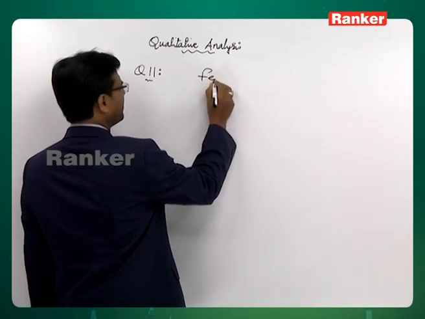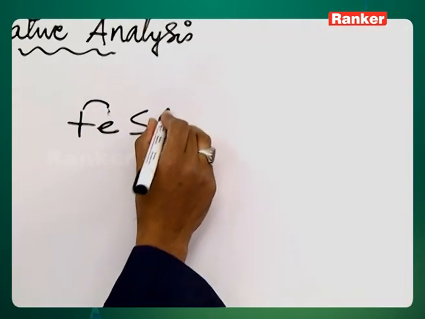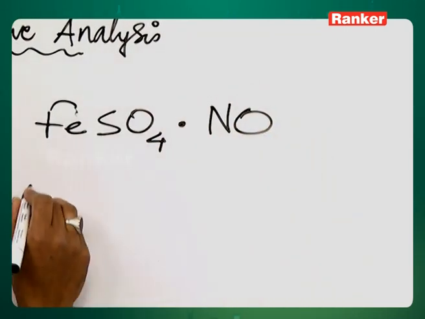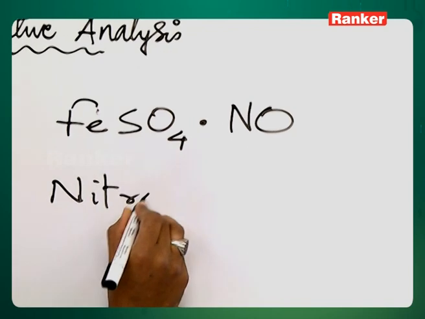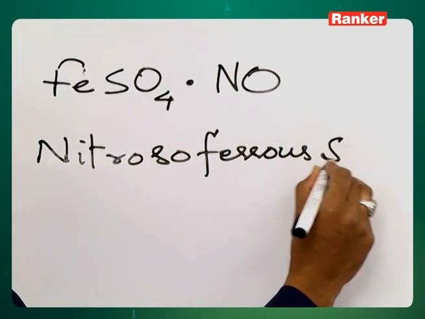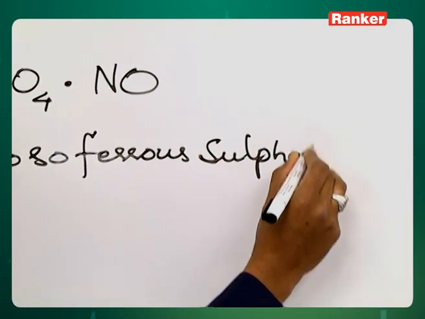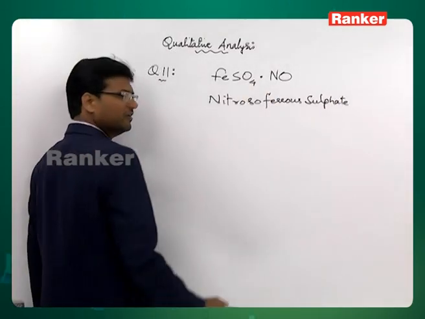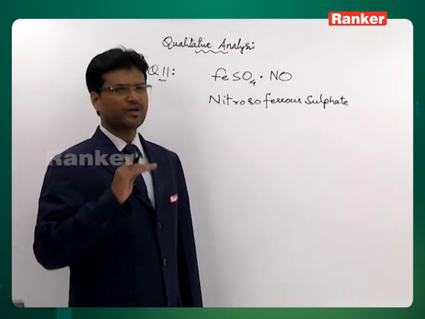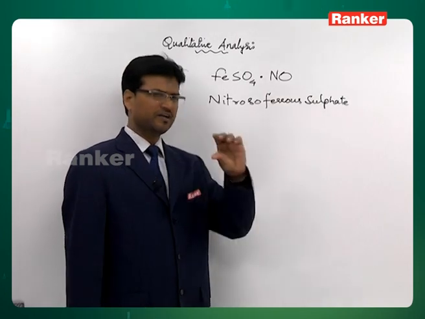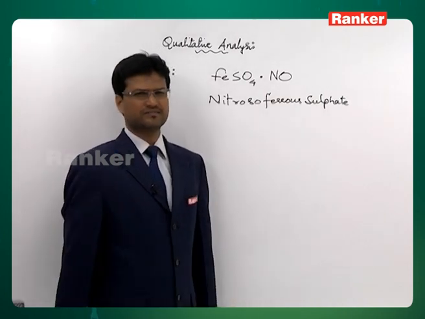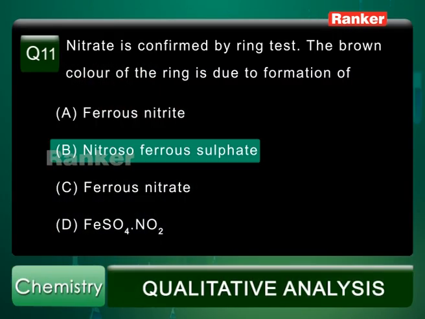The substance which is formed in the brown ring is FeSO4.NO. This is called nitroso-ferrous sulphate. This is responsible for brown ring. This is formed at the junction of the two layers in the test tube. Upper layer is aqueous layer and the lower layer is concentrated sulfuric acid. So the correct answer is B option.